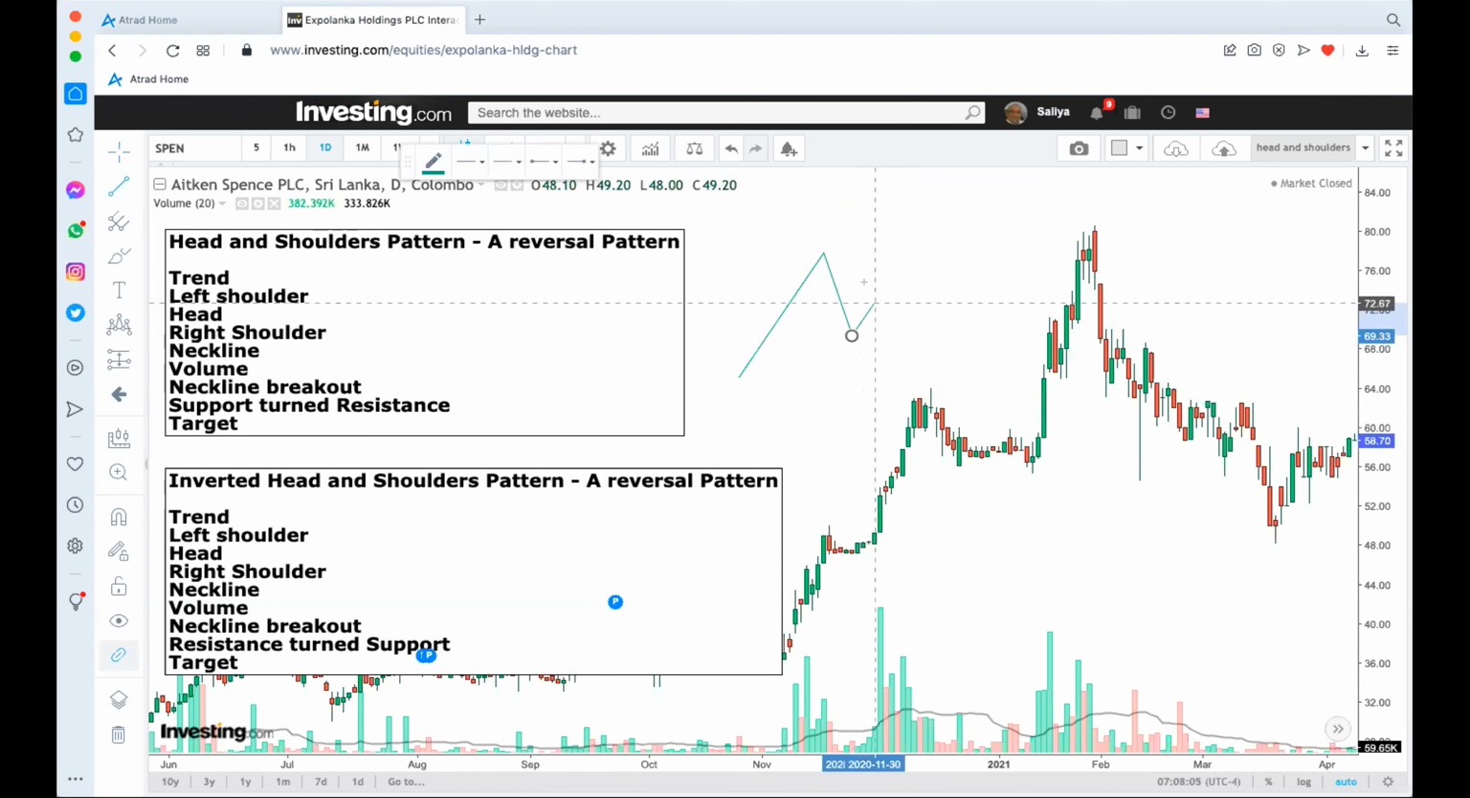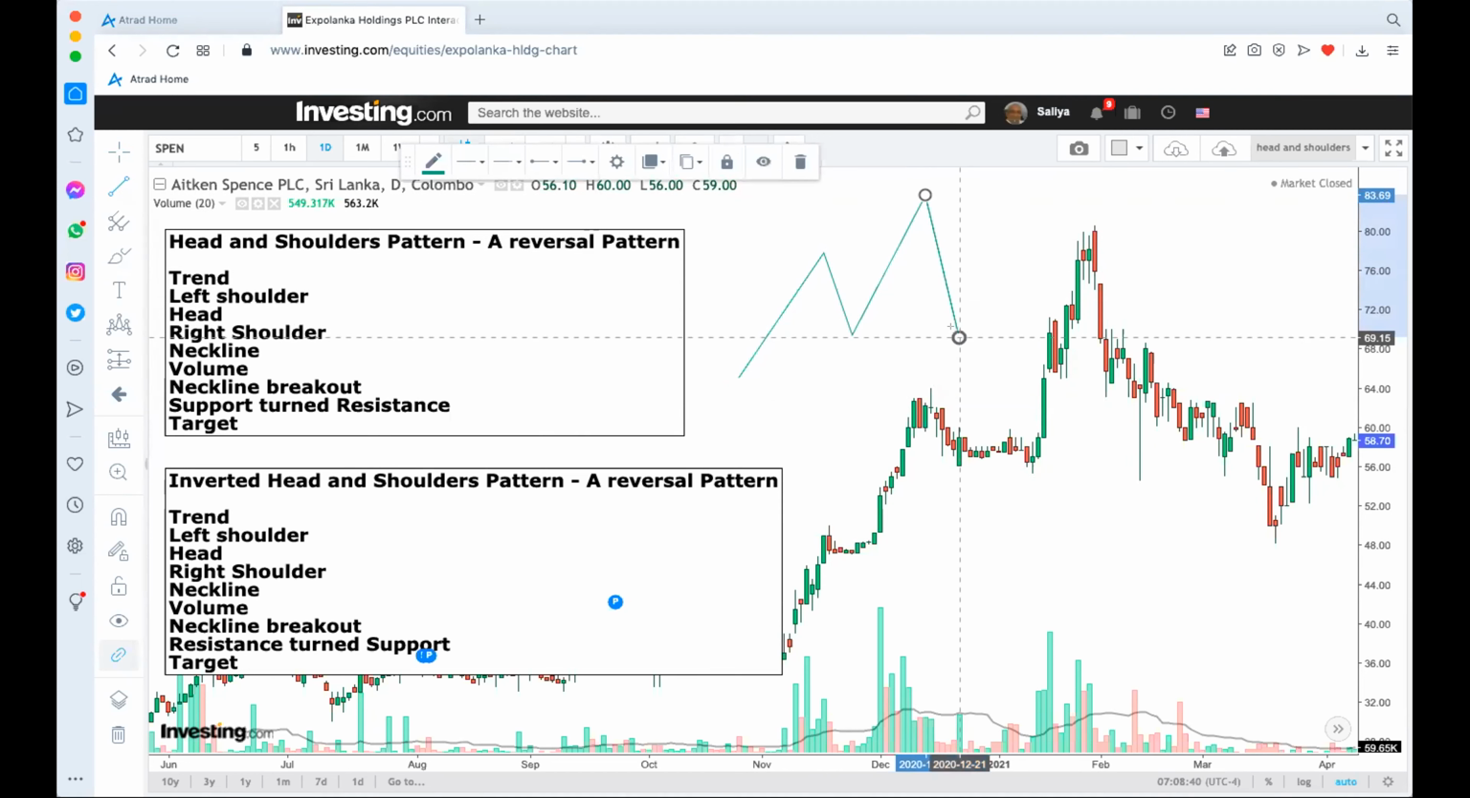Then for the head and shoulder formation, the next rally cannot come and just stay and test the previous high. It has to break that and move up like this. Thereafter, there can be another pause. Once the pause is there, there is going to be another pullback. And that pullback can come down towards the previous support, which is here, and test that level.